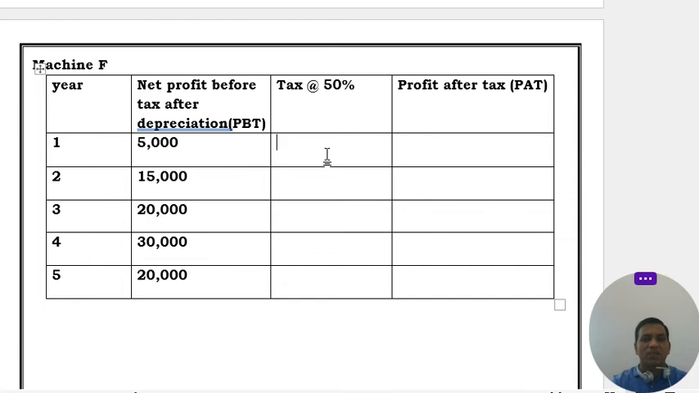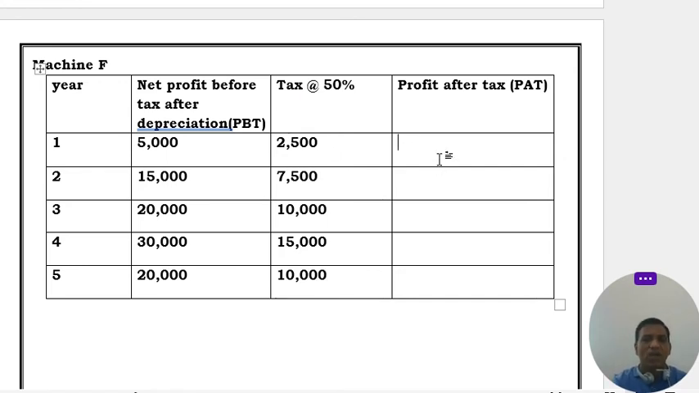Calculate tax at the rate of 50%. 50% on 5,000 is 2,500. 50% on 15,000 is 7,500. 50% on 20,000 is 10,000. 50% on 30,000 is 15,000. 50% on 20,000 is 10,000.